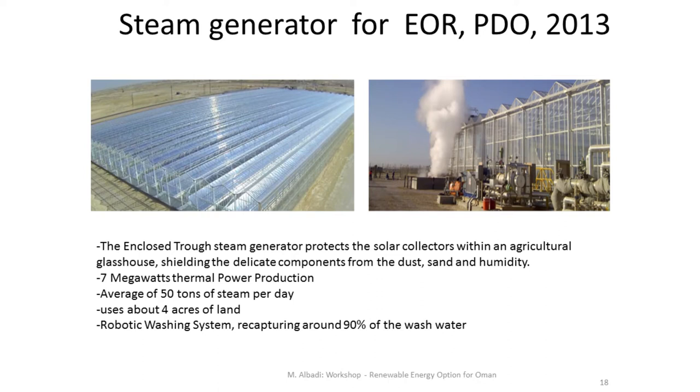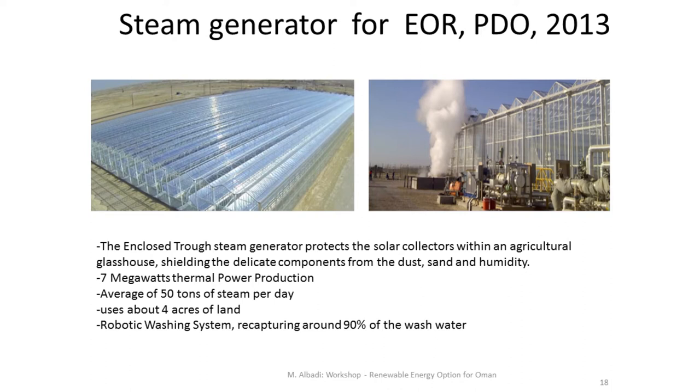We have a plant actually in Oman. Maybe you have heard about this plant. This is a plant that has been in operation since 2013, in PDO in Amal. This is the enhanced oil recovery plant. They don't generate electricity, but they use the same technology to heat water, and directly that steam will be injected, reduce the viscosity of the oil, and then you can pump it out of the ground. So it's implemented.